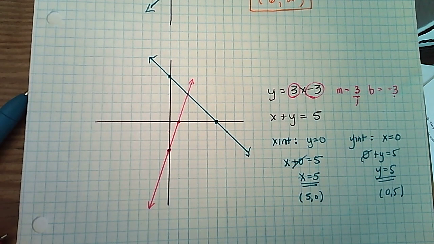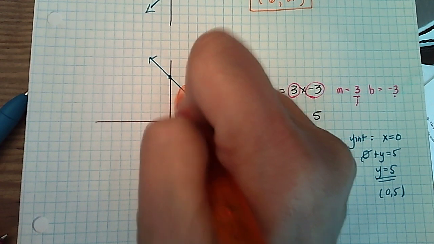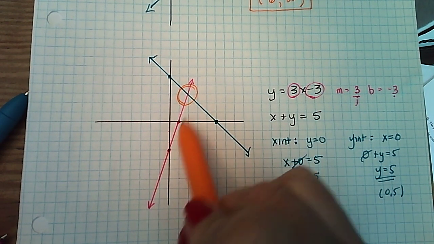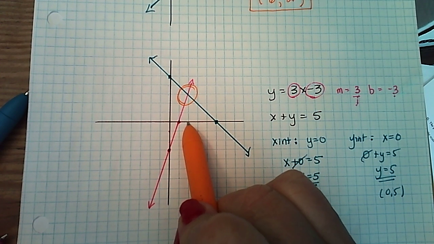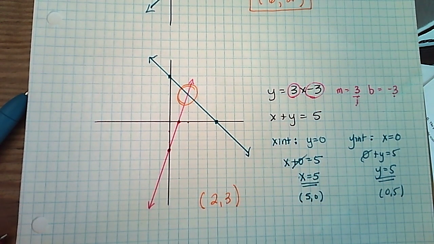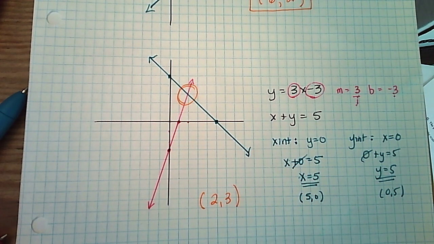And then again, what would my answer be? Exactly, where they crossed. That is my answer. So my answer is what? 1, 2, 3. So it's 2, 3. Pretty easy. So that's when you have one solution. Because obviously 2 lines are only going to cross in one place.